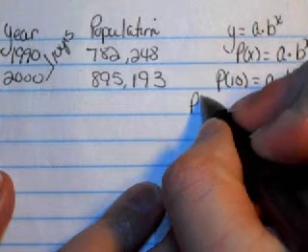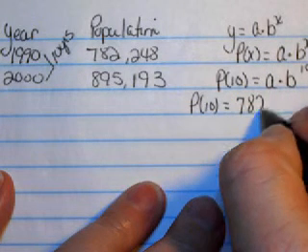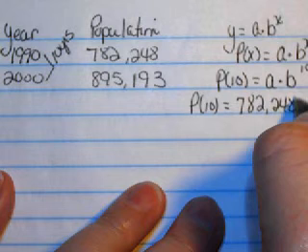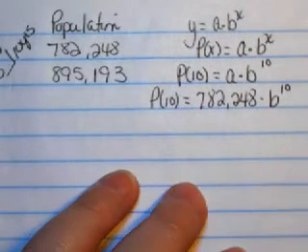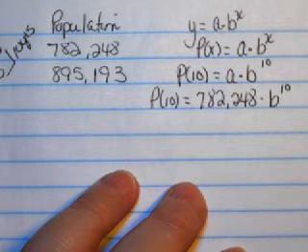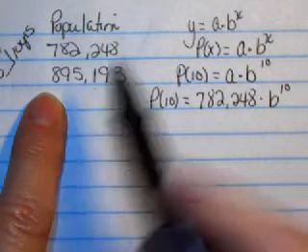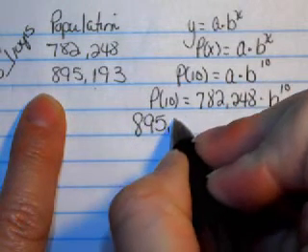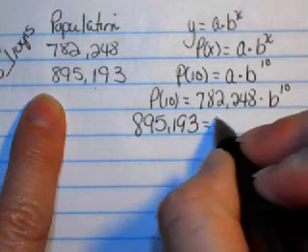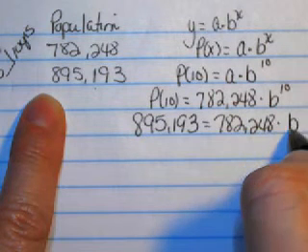Now, the a would be the starting point, where we started counting the population. So now we have P of 10 equals 782,248 times b to the 10. Well, if we're talking about b to the 10, that's 10 years later. What was the population 10 years later? 895,193 is equal to 782,248 times b to the 10.